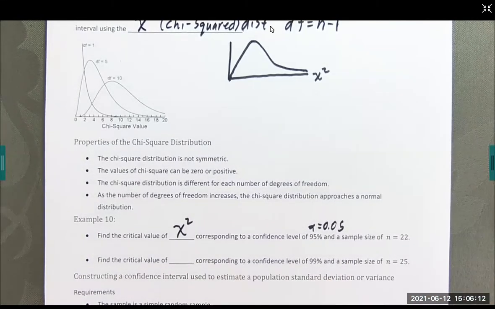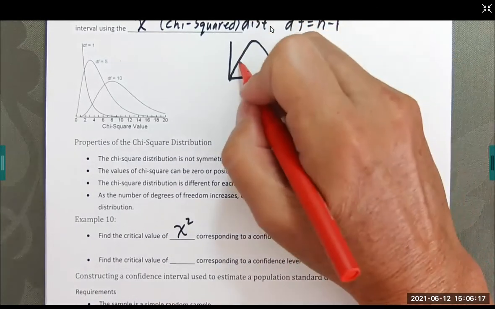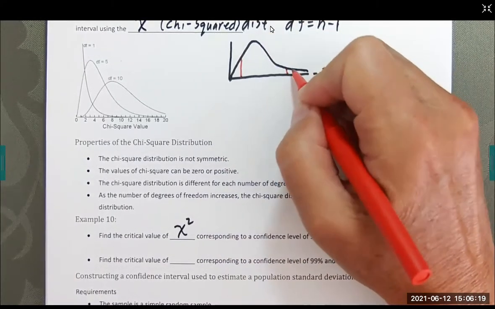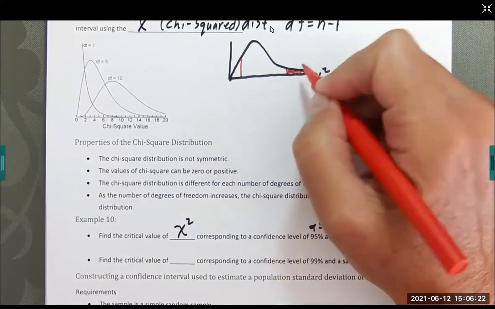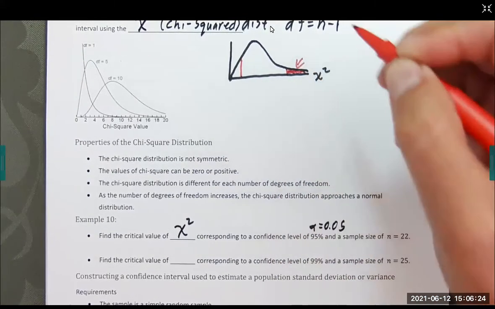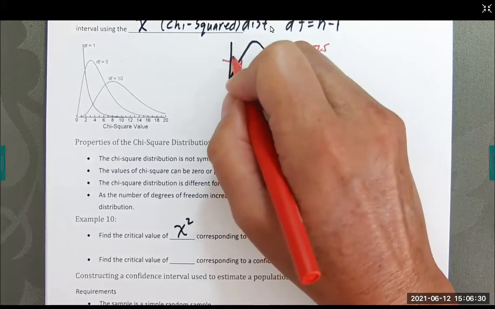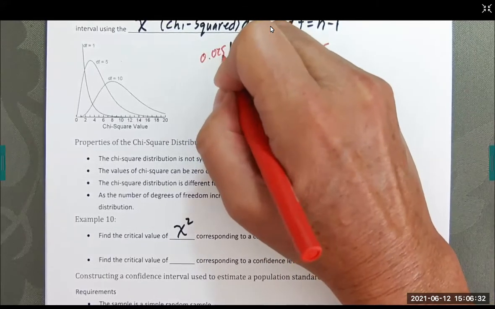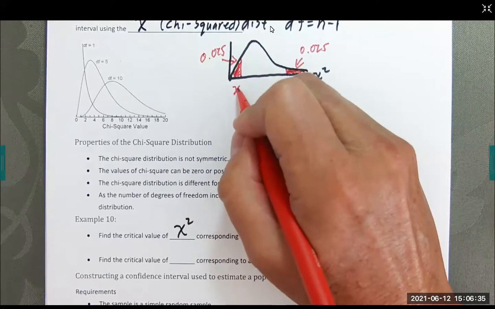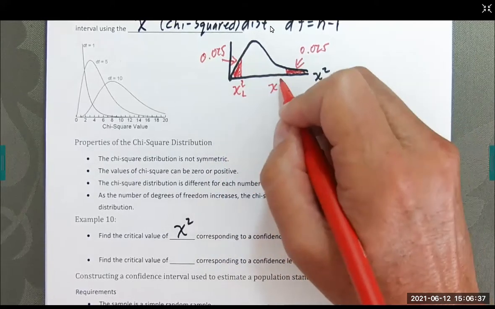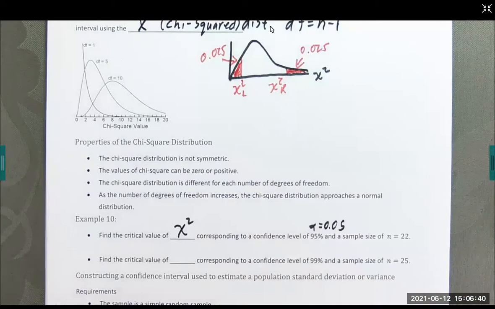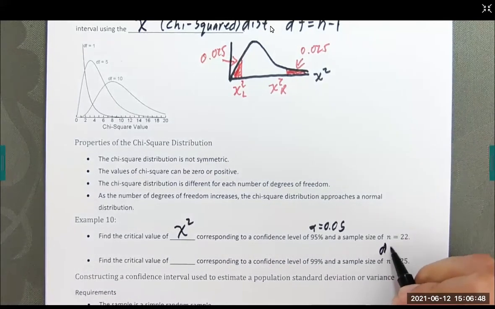And we're going to split that up to here and here. And that's going to get half of that, just the 0.025. The other half is going to go there, 0.025. And here we're going to end up with chi-squared left and chi-squared right. So we're going to end up with 2 of these. And this is where our table comes in. And by the way, n is 22, which means our degrees of freedom is 21.